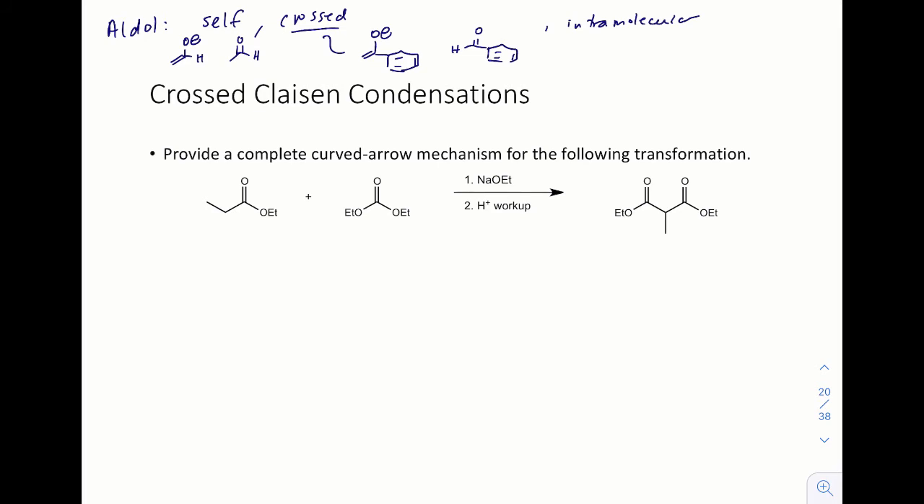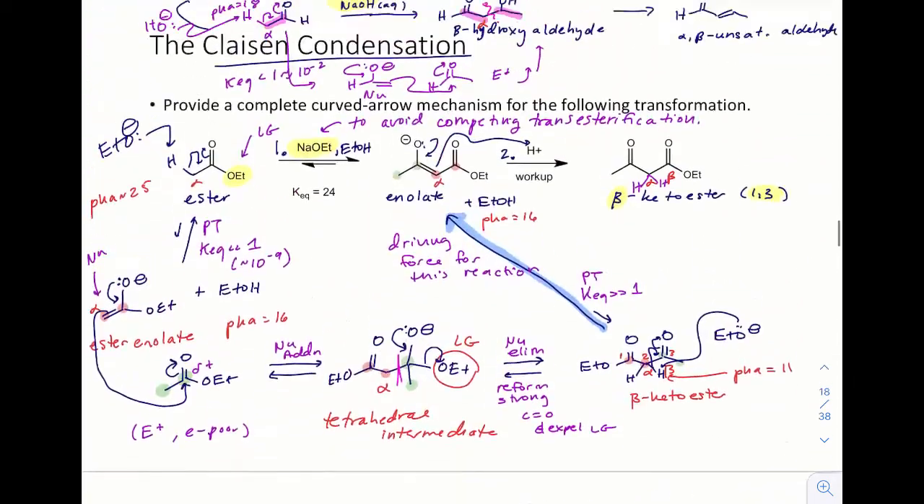But for now, let's look at the crossed Claisen condensation. So we'll provide a complete curved arrow mechanism for this transformation. So pause and give it a shot because you know how to do this now. It'll be really good practice for you. Just pull up your notes from these 2 slides.